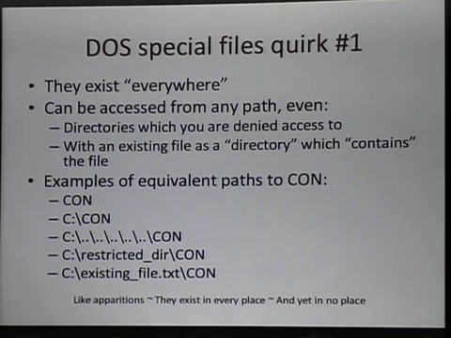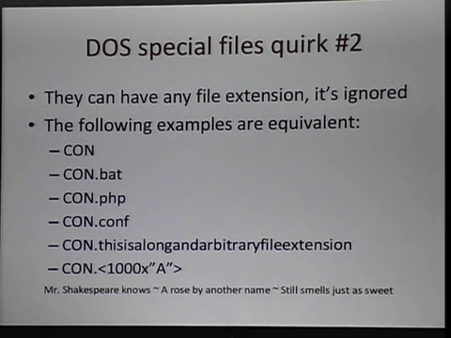First, they exist everywhere. Everywhere. If you give a full path to anything and it ends with con, it's still going to refer to the console. Doesn't matter if you have access to the directory. As long as your path to con resolves all the way up to the point where you do a /con, even if it's a file, you can use that as a sort of directory, and it's still valid. It'll still refer to the console. So that's interesting. They can have any file extension you want. It's completely ignored. So con is the same as con.bat, .php, .conf.